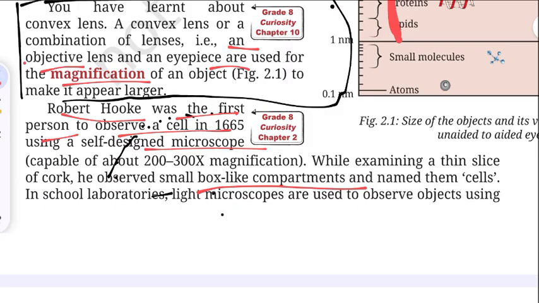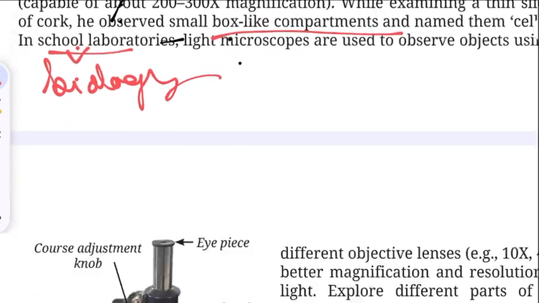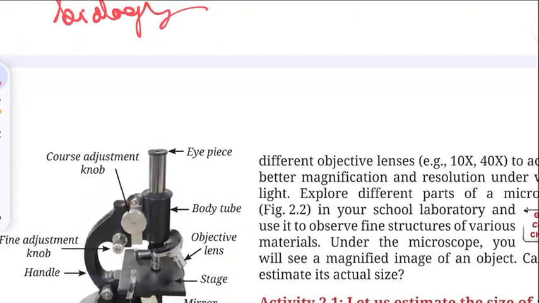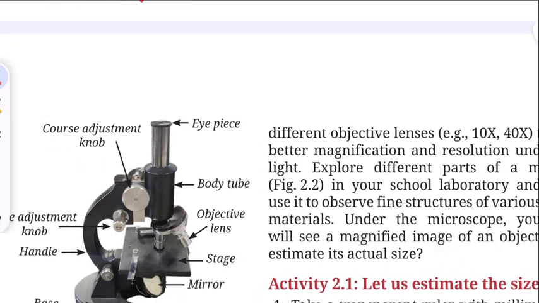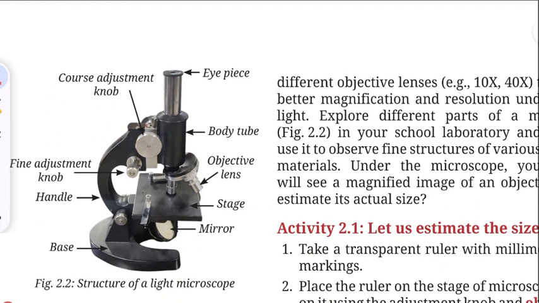In school laboratories, light microscopes are used to observe. Right now, okay, fine. Now we are talking about in schools, physics laboratory. No, no. For microscope, though, it is in the biology lab. Okay, biology. In biology laboratories, light microscopes are used to observe objects using different objective lenses. Now, there is one diagram. The diagram is nothing, just the structure of a light microscope is given.